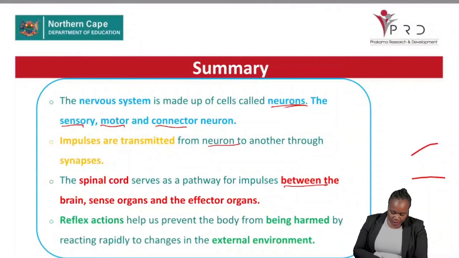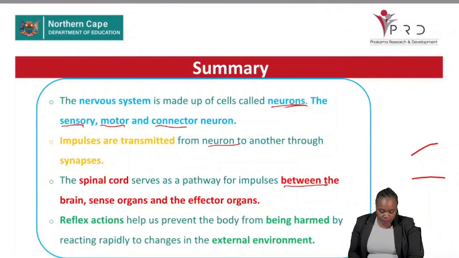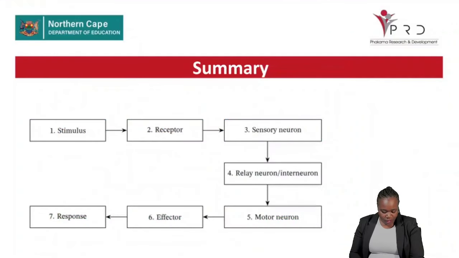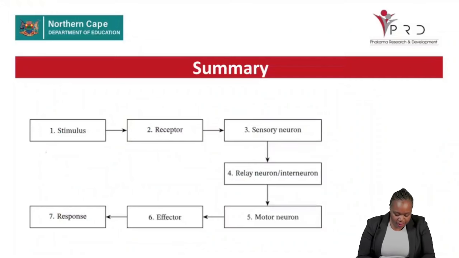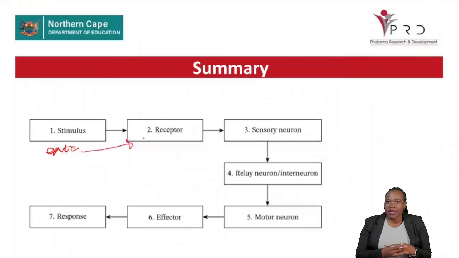And then the reflex actions help us to prevent the body from being harmed by reacting rapidly to changes from the external environment. Okay, so when you are looking at a reflex arc, these are the things that you must remember. First, it is the stimulus from the external environment. That stimulus is going to be received by the receptor. It's either in the skin, in the eyes, and so on. The receptor, usually it would be in the skin because we are trying to prevent harm to the body here. So the receptor would receive that stimulus, either pain, heat, and so on.